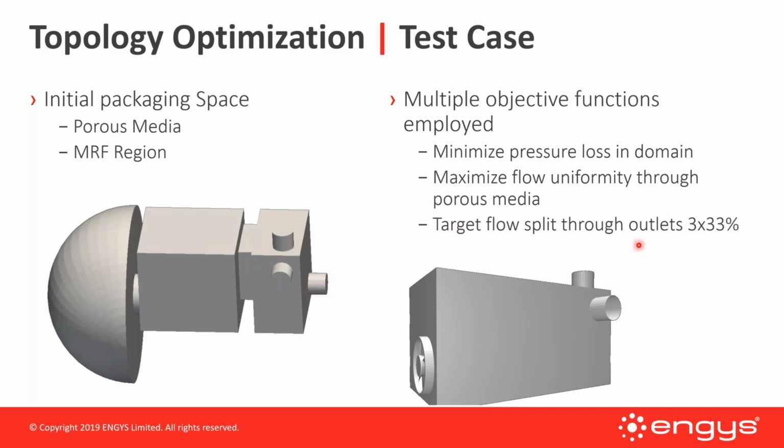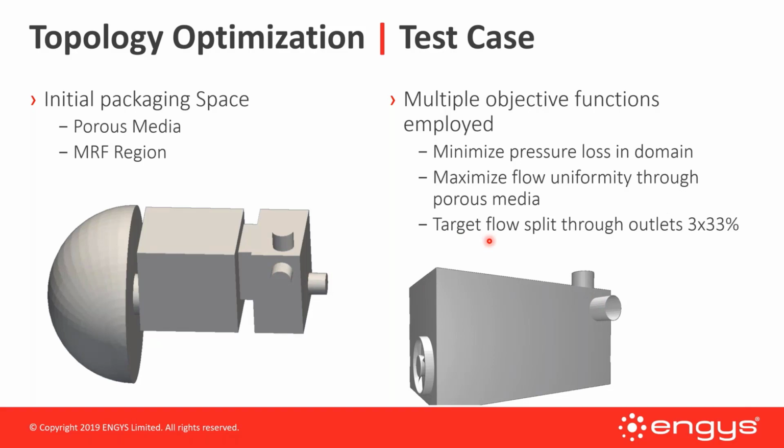So we want to minimize the pressure losses across the domain. We want to maximize the flow uniformity through the porous media. The reason why we would want to do that is because the more uniform the flow might be through that filter, then the longer the lifetime of that particular product might be, so more durable. And then finally, we want to target the mass flow split between these three outlets. So we want to have equal mass flow between these three outlets right here.